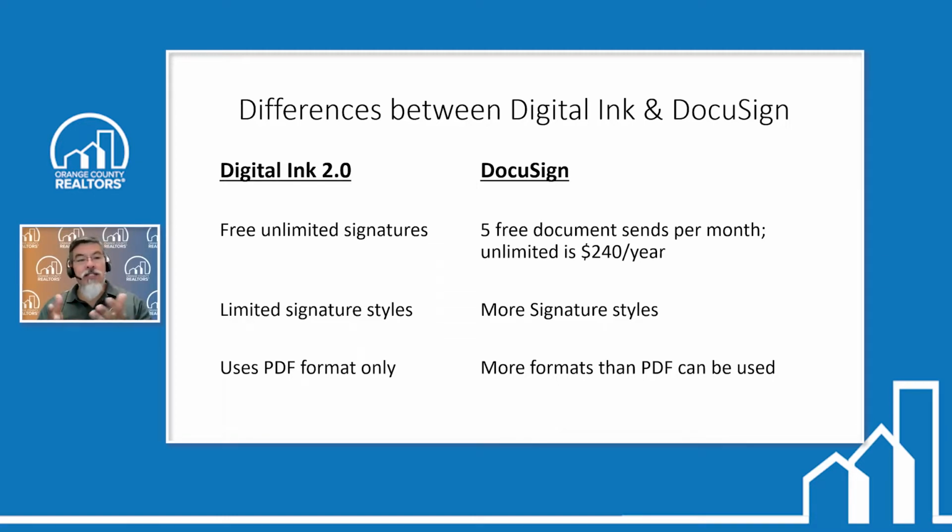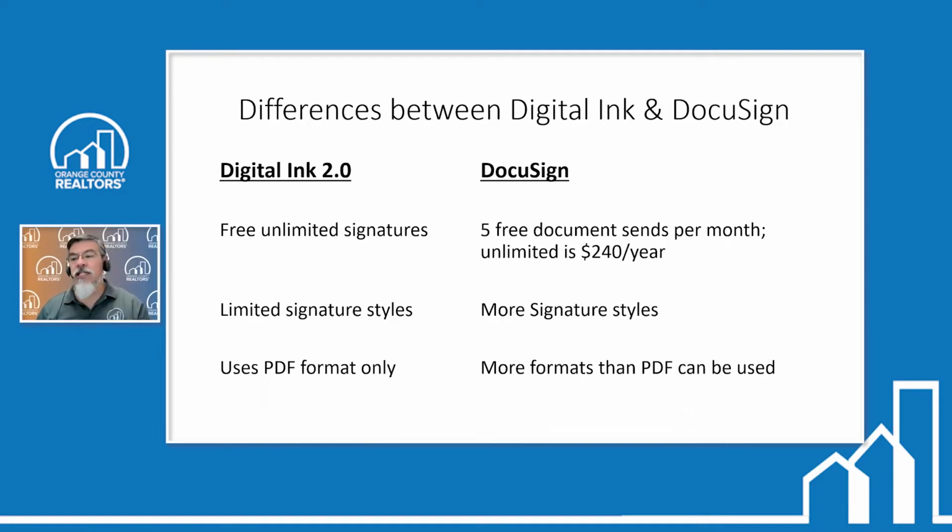So the similarities and the differences are: Digital Ink 2.0 is free with your CAR membership. So not every realtor association nationwide has Digital Ink 2.0 as being a free benefit. In this state of California, we do. So you have free unlimited signatures. The signature font styles are limited, and it only uses PDF formats.